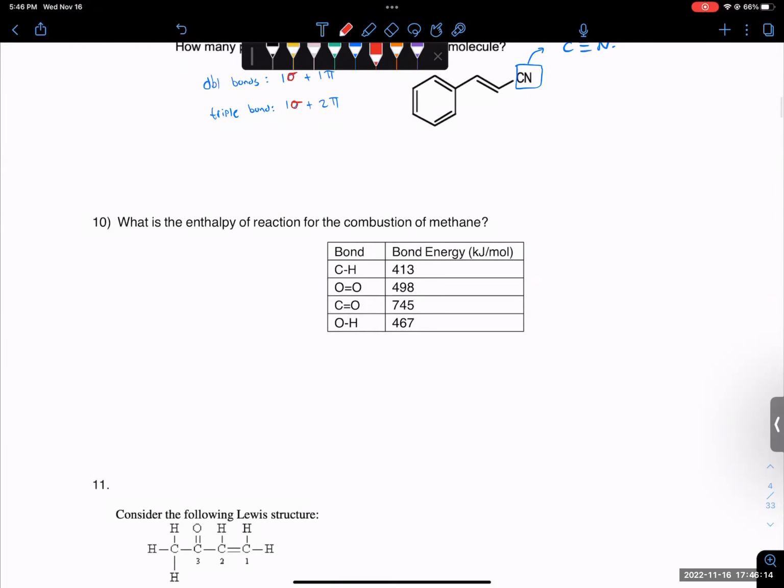What is the enthalpy of reaction for the combustion of methane? So remember, you have to know what a combustion reaction is, and you have to know the products that it forms.